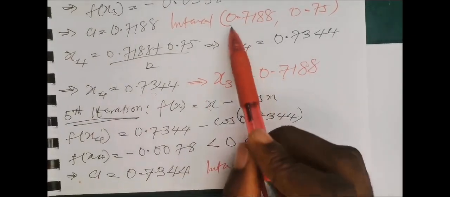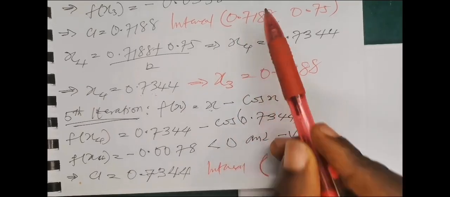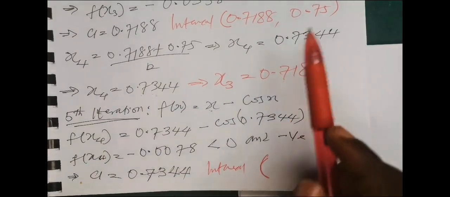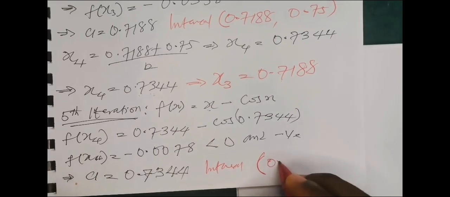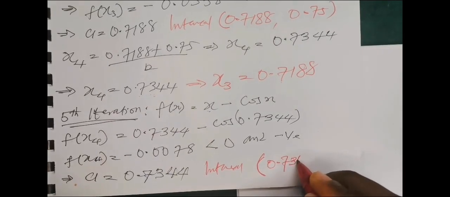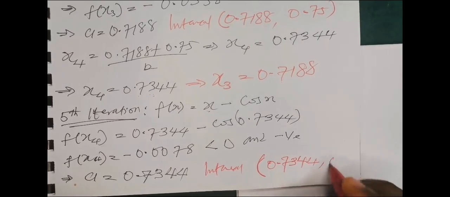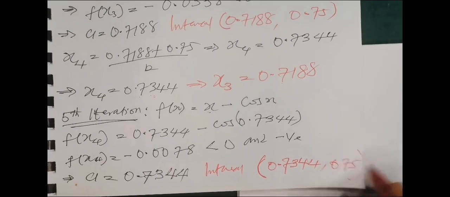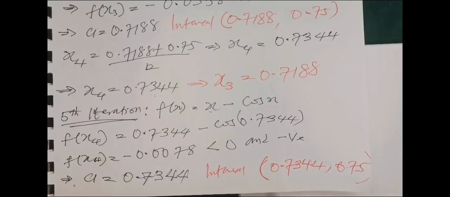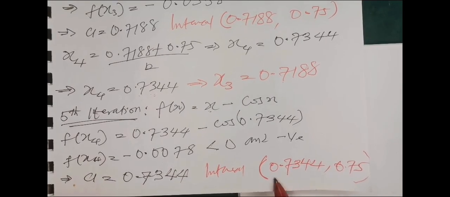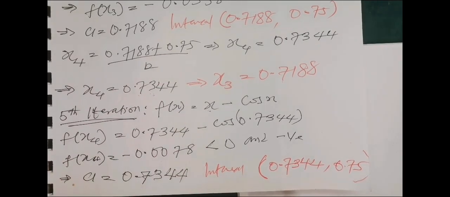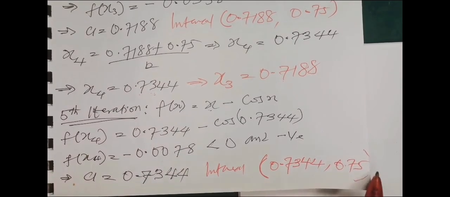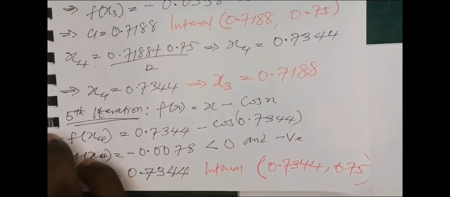So in the previous interval we had this value for a, so we're going to be replacing it with this new value of a, but b still remains 0.75. So we have a = 0.7344 and b remains 0.75. That's our new interval. This simply means that the root of the equation lies between these two values. So we can find the fifth root using this given interval.